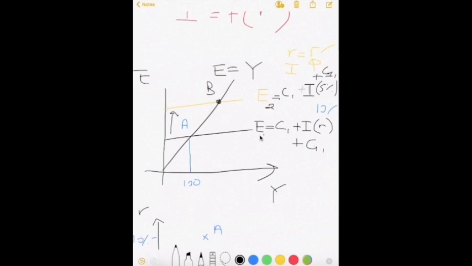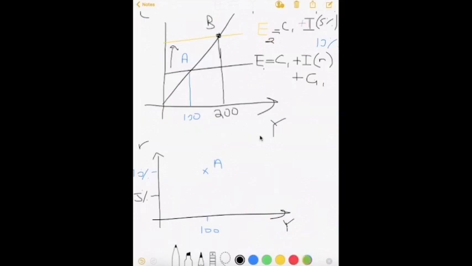and what has happened is because of a change in interest rates, GDP has increased from 100 to 200. So at point B, at equilibrium B, interest rates are 5%, but the GDP has increased to 200. So this is point B. And if you connect these together, you come up with what's called the IS curve.